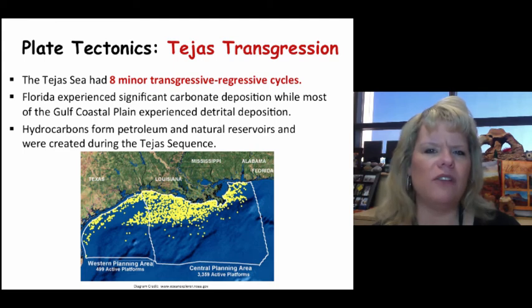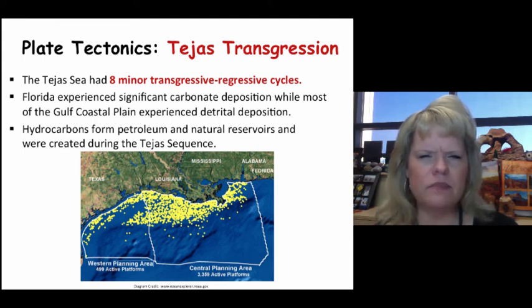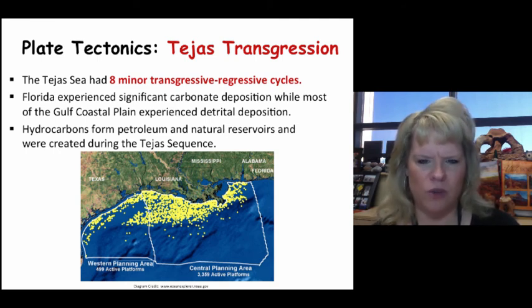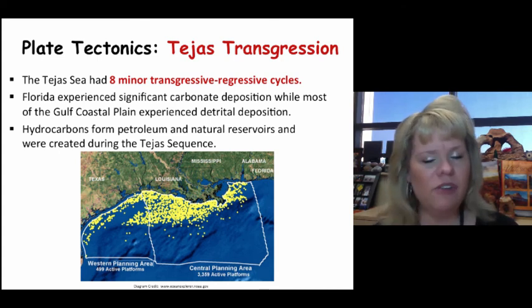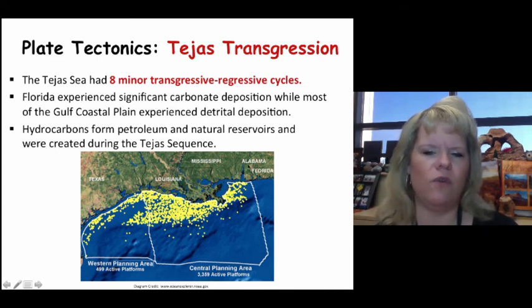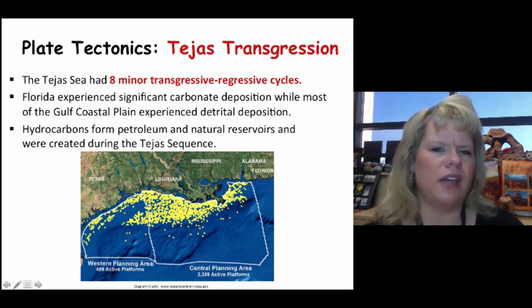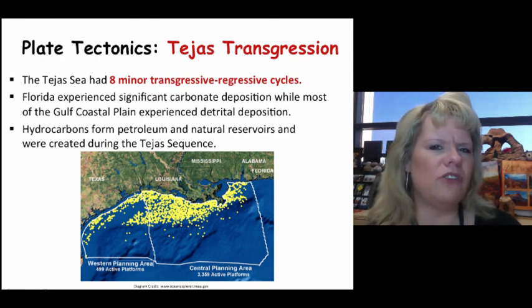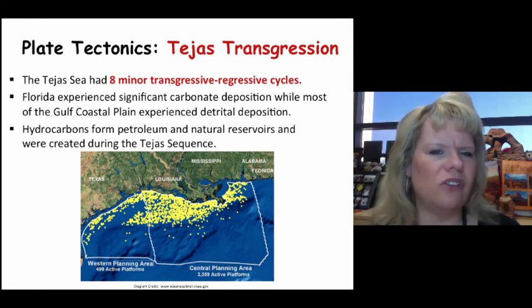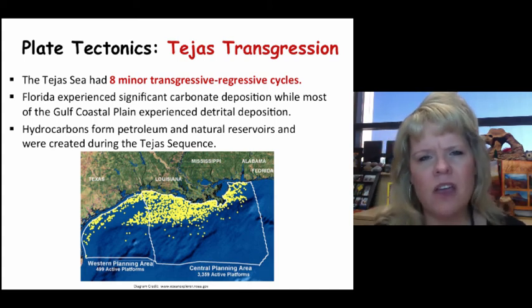Some would be excellent for holding groundwater, which certainly is the case for Texas. Some of it would be excellent for holding oil and gas, another Texas thing. But what we need to really think about is, how does Texas, Louisiana, even Mississippi and Alabama differ from Florida? Florida was fully covered by the Tejas, so it experienced carbonate deposition much like Texas did during the Cretaceous period.